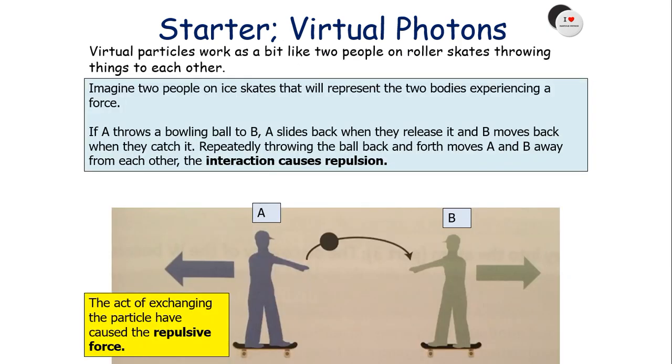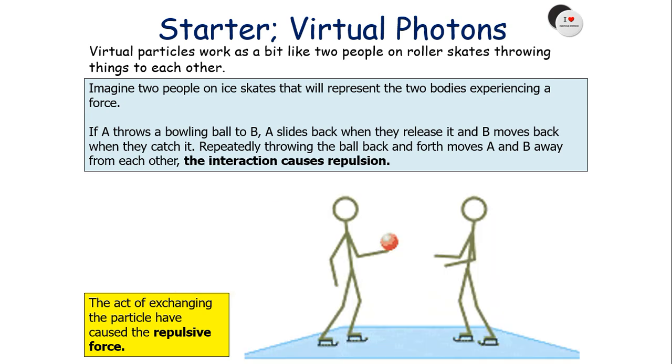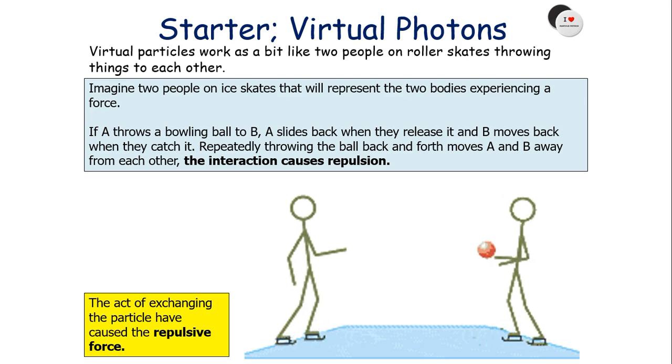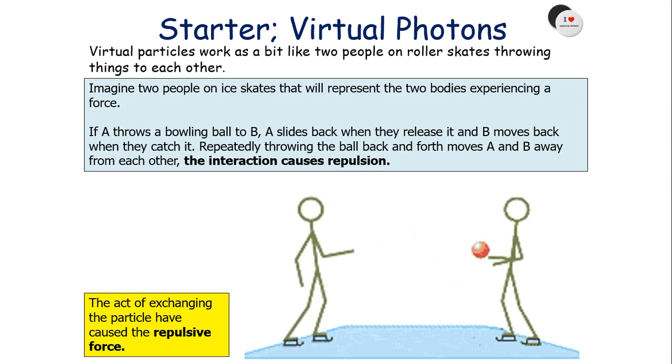Now, you can have an exchange particle causing a repulsive force because you can think of it a bit like 2 people on roller skates or skateboards or ice skates that throw a ball to each other. So if person A throws a ball to person B, person A slides back when they release it, and person B moves back when they catch it to conserve momentum, and it's the same process that means that 2 objects can have a repulsive force between them when they exchange an exchange particle. So there's our repulsive force being caused by the exchange of an exchange particle.